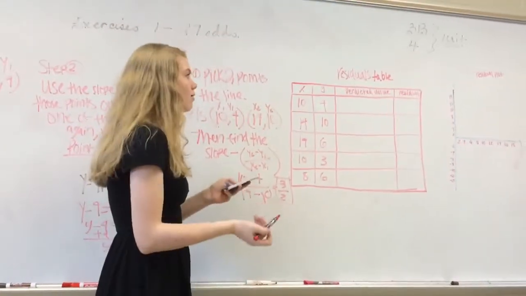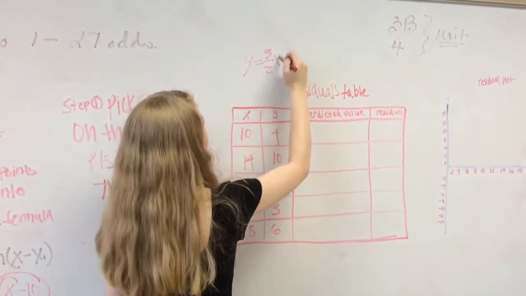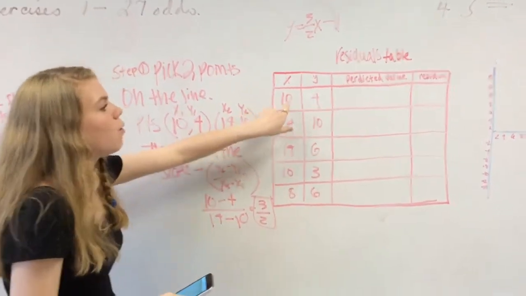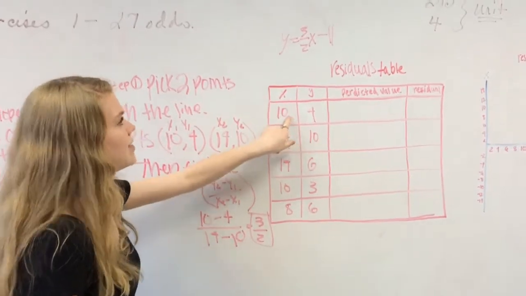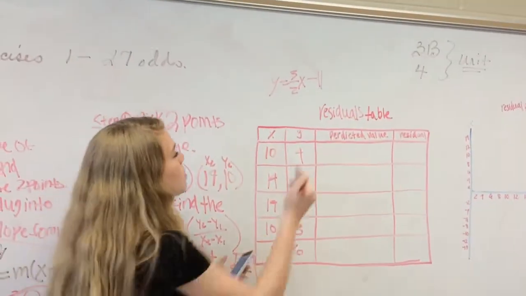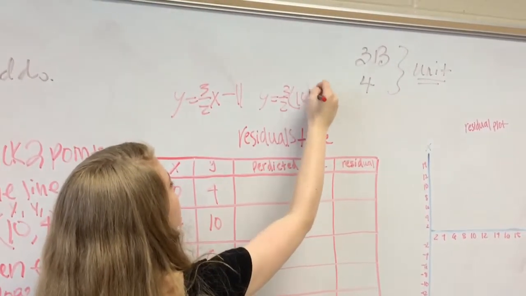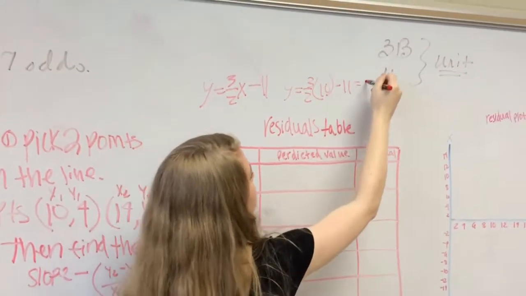Now that we have found our line regression equation, which is y equals 3/2 x minus 11, what we're going to do is we're going to plug in one of our points that we found in our scatter plot. The x point of it is 10, so we're just going to plug it in. So it would be y equals 3/2 times 10 minus 11, which equals 4.